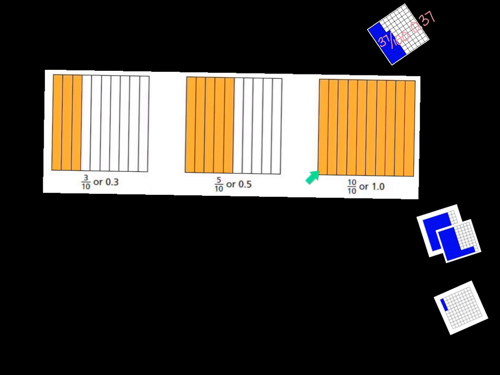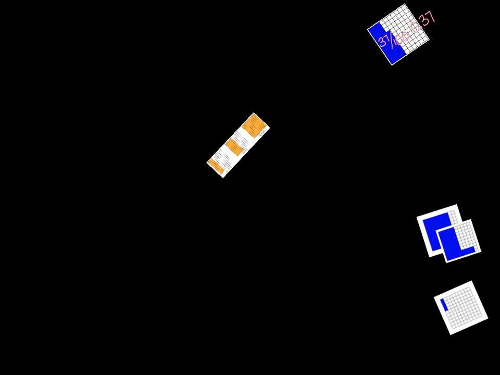And then over here on our last one, we have 1, 2, 3, 4, 5, 6, 7, 8, 9, 10 of those shaded in. So 10 out of 10. We can see that that is one whole, because the whole thing is shaded in. Let's move that out of the way. Here we've got, if I can get that to open, there we go.